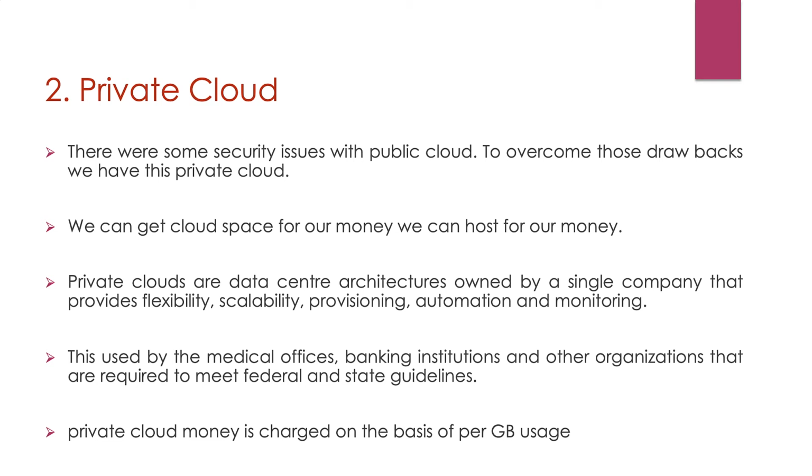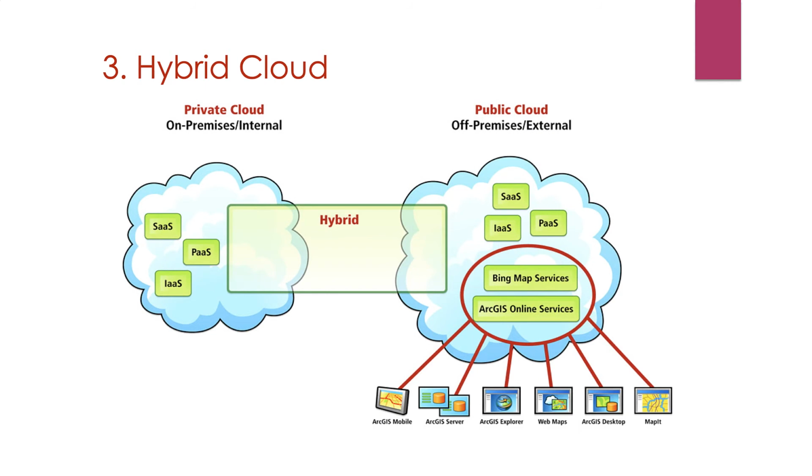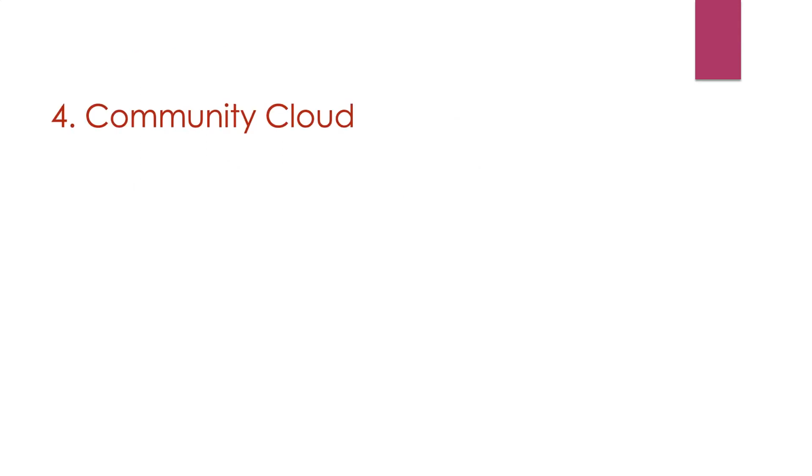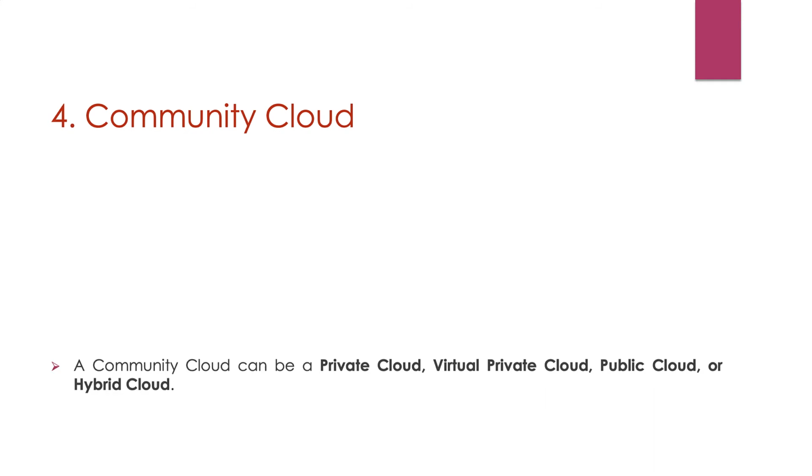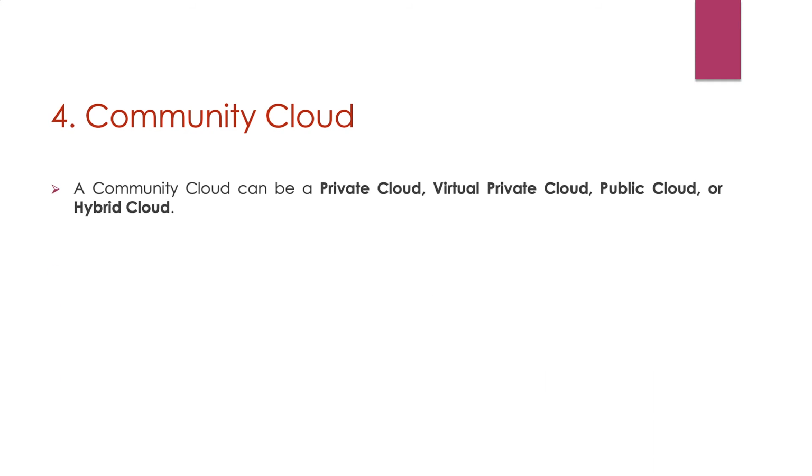The next one is hybrid cloud. Hybrid cloud is any combination of clouds. It can be a private cloud and one or more public clouds. Similarly, it can be a virtual private cloud and one or more public clouds. It is, however, more than just multiple clouds. There needs to be resources shared among the clouds. The last one is community cloud. A community cloud can be a private cloud, virtual private cloud, public cloud, or hybrid cloud.